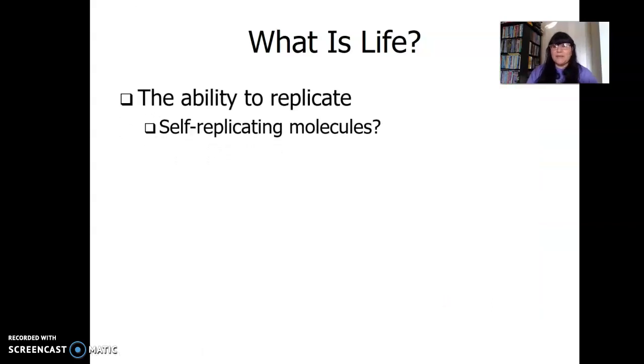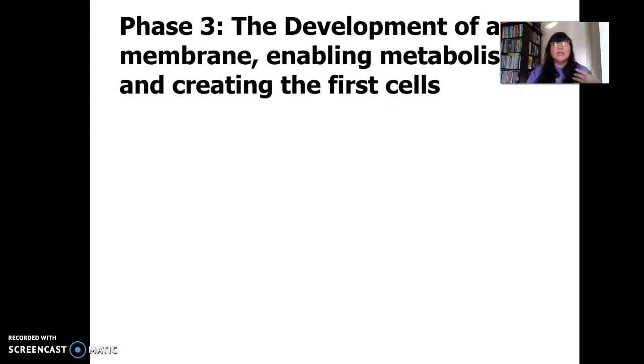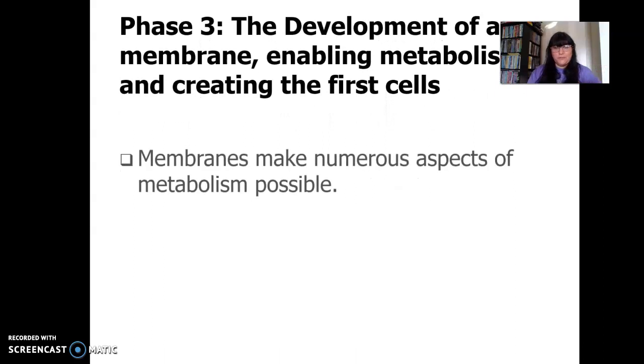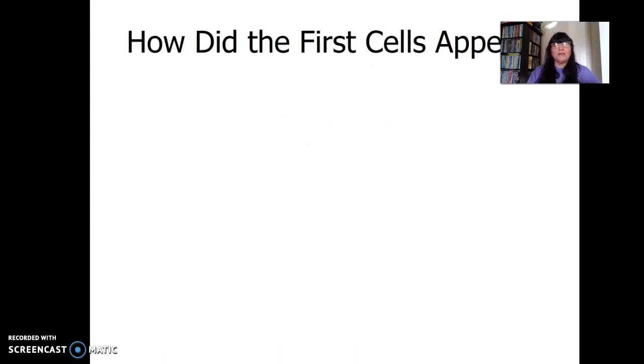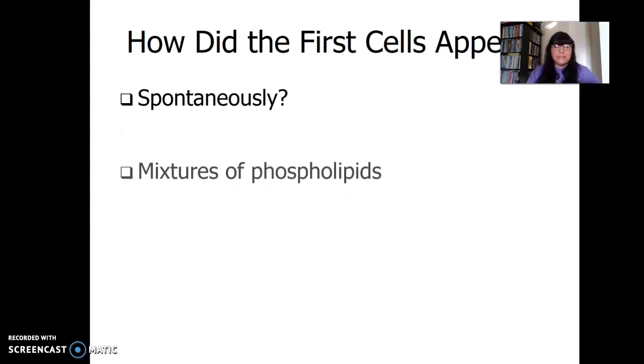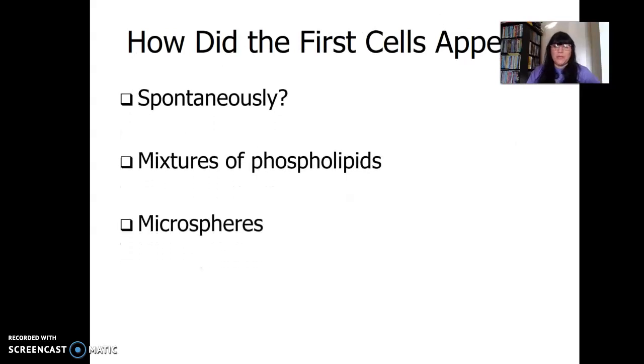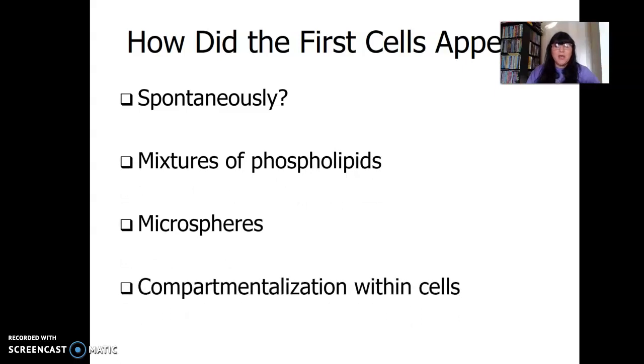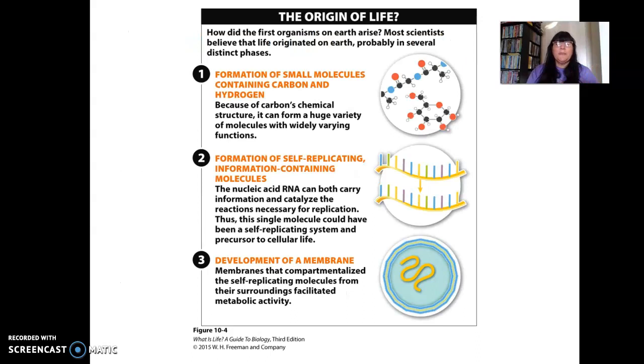Okay. So what is life? Life has to be able to replicate, right? Has to carry out metabolism. So how did that come about? Okay, had to have membranes, a phospholipid bilayer. So did they come about spontaneously? Mixture of phospholipids, microspheres? How did we get compartmentalization? Again, we think prokaryotes were first and then eukaryotes. And if you remember, eukaryotes have a nucleus. So this is an important diagram.